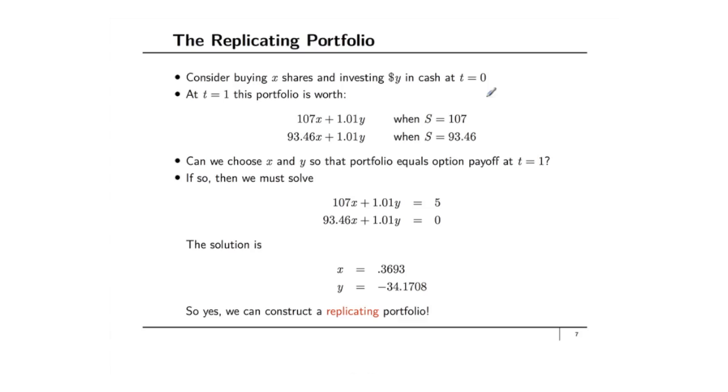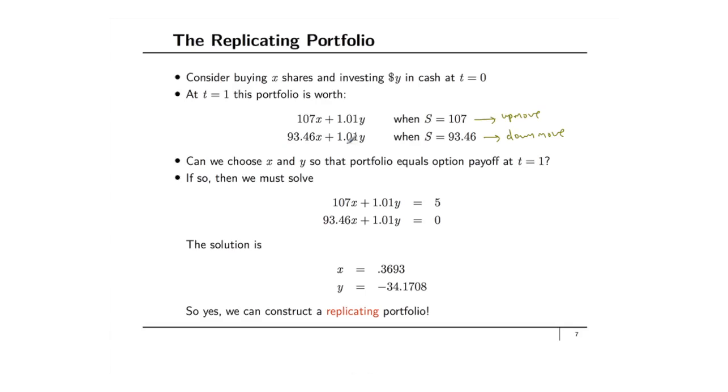At t equals 1, this portfolio will be worth 107X plus 1.01Y when S equals 107, and it will be worth 93.46X plus 1.01Y when S equals 93.46. So this is where we had an up move in the stock price at time t equals 1, and this is where we had a down move. So we buy X units of stock. In an up move, our stock position is worth 107X. In a down move, the stock position will be worth 93.46X. And our position in the cash account will be worth 1.01Y, regardless of whether you had an up move or down move. Because the cash account is riskless, its value at time t equals 1 does not depend on whether the stock went up or down.